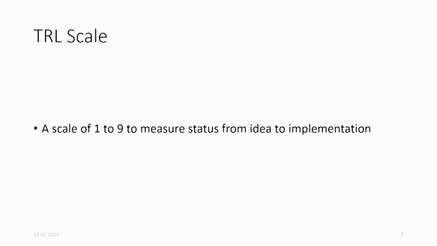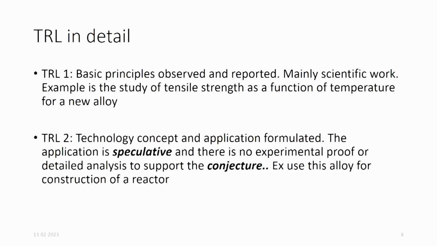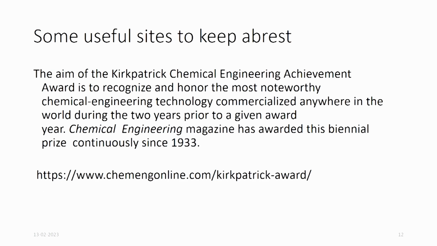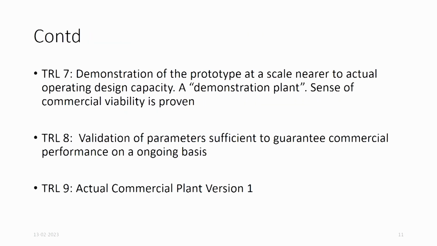Key points: it is a number from 1 to 9, 1 is at the low end, 9 is near commercial implementation. The discussion is there, I will post it so you can read through it. Let us say 9 is at least the commercial version of the plant, version 1, because after the first plant, second plant, third plant there is an improvement that takes place. At least the first commercially put up plant is called TRL 9. So, that is easier to remember.